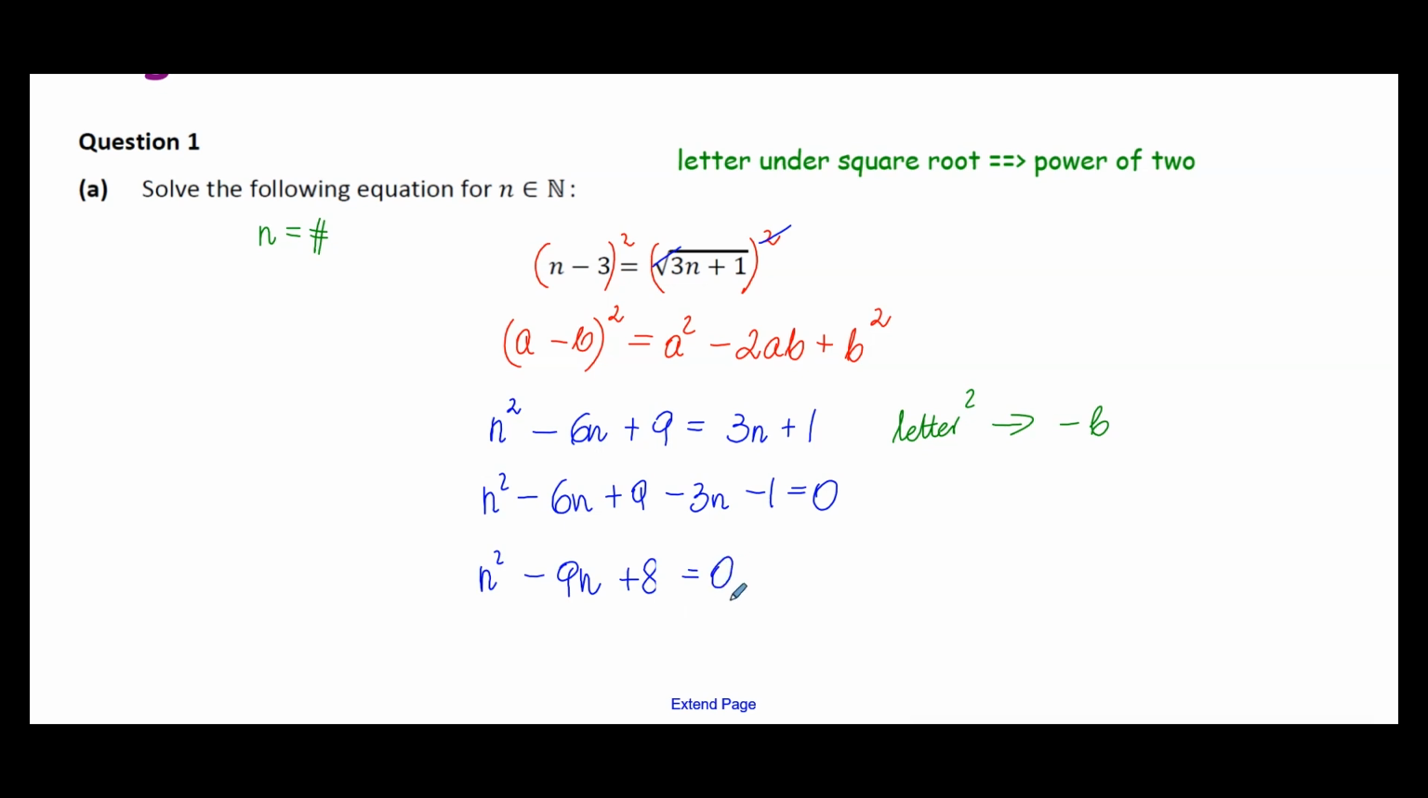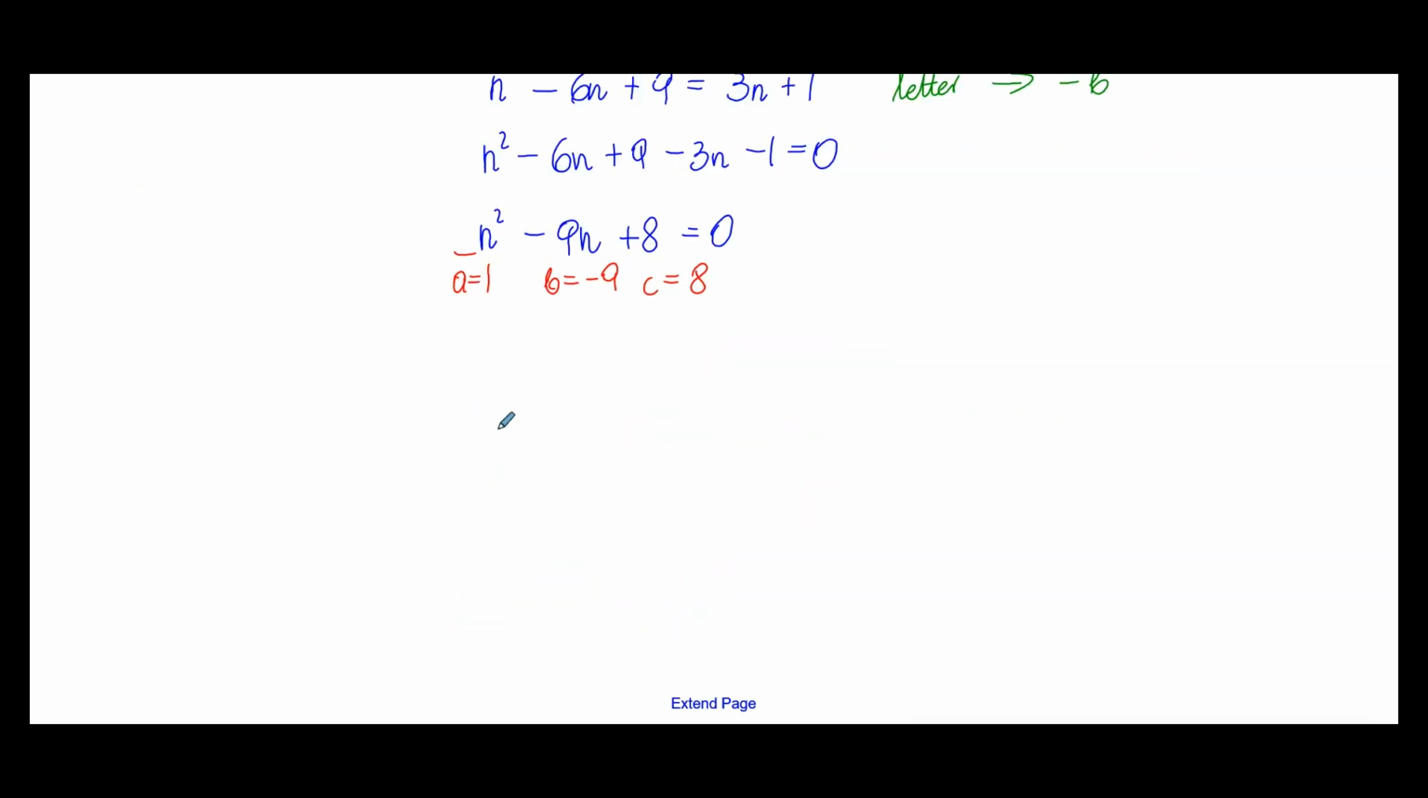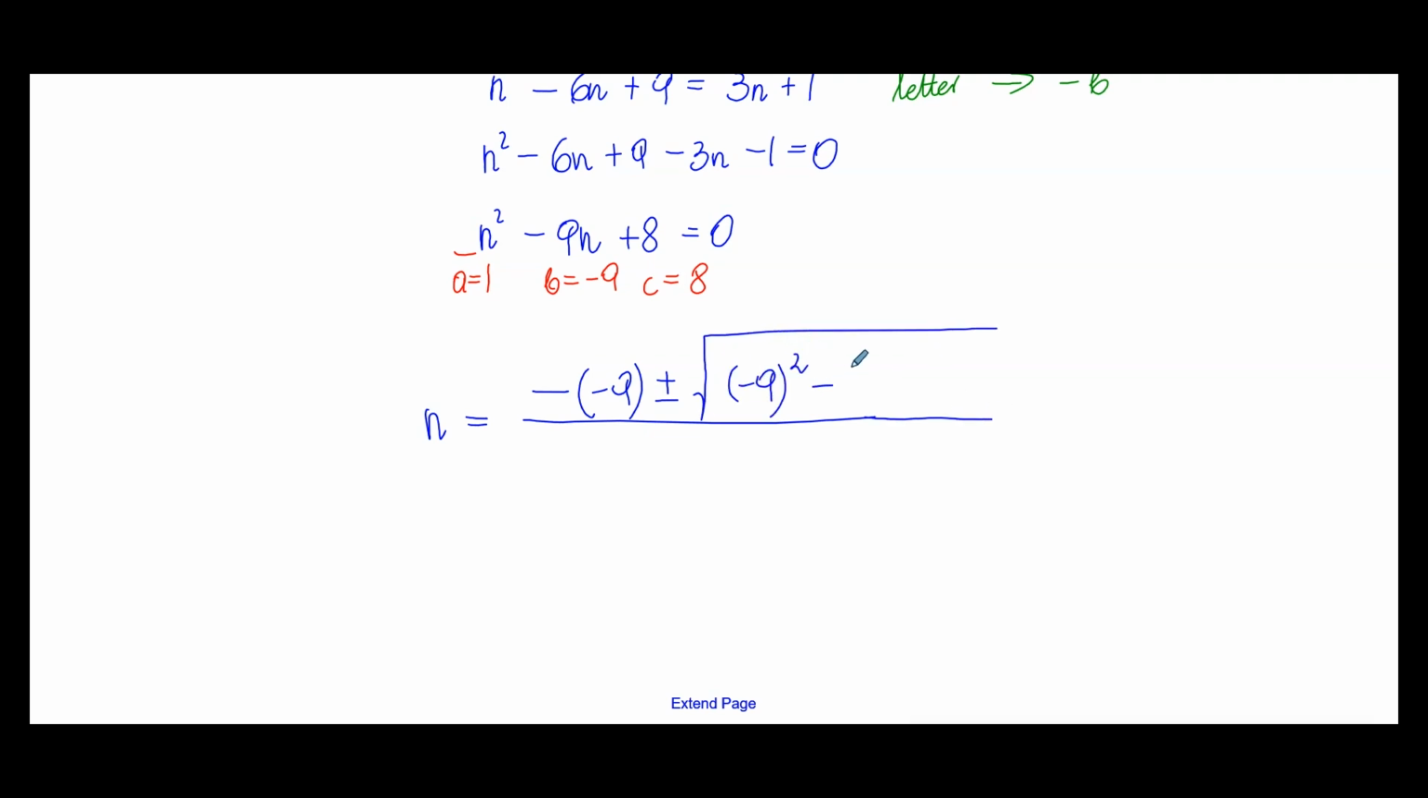So therefore, we are going to get an equation n to the power of 2 minus 9n plus 8 equals 0. And now to identify our a being what? 1, our b being minus 9, and our c being 8. And then we solve these values in our minus b formula. So that will be minus the b value, which is minus 9, plus minus square root, again b, which is minus 9 to the power of 2 minus 4 multiplied by a, which is 1, multiplied by c, which is 8, and everything divided by 2 multiplied by a, which is 1.